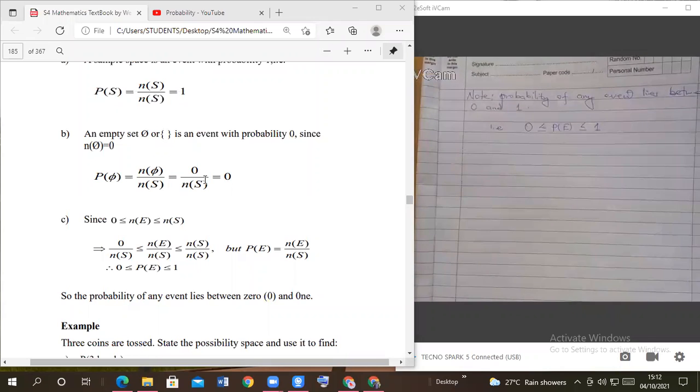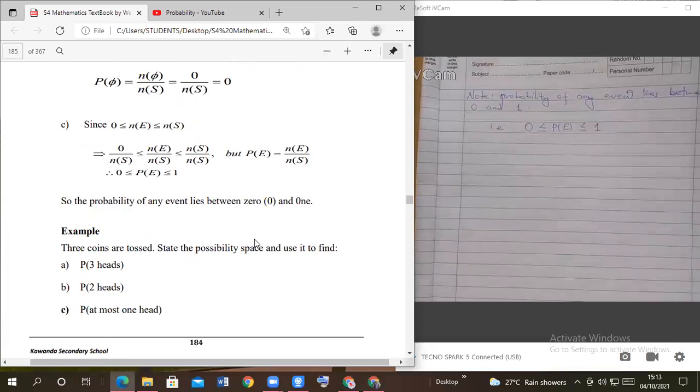Whenever you are doing any calculation on probability and your answer is negative, just know you are wrong. Don't even waste your time bringing it for marking. If you get any probability of 1 point something, you're already wrong, members. Just go back and correct the mistake. All right.